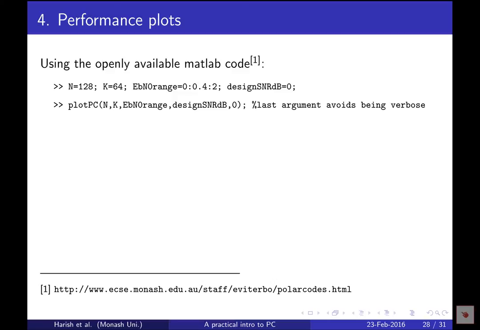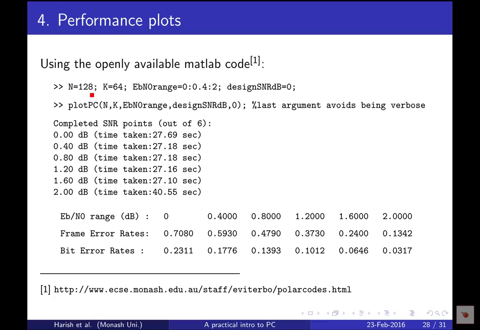So let's see some performance plots. To save you the trouble of writing another code just for plotting, the code base that I have provided also includes a plot PC command, which will plot the results and return some good stuff as well. After you initialize properly, these values will be fed into this function as arguments, and this function will call init PC, which will run the construction part, and then get the encoder and decoder ready. It will also run the encoder and decoder for thousands of symbols, and then plot the error curves for you. So that will be as simple as this.